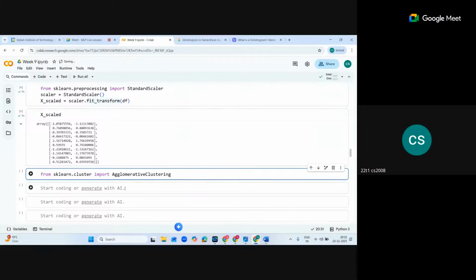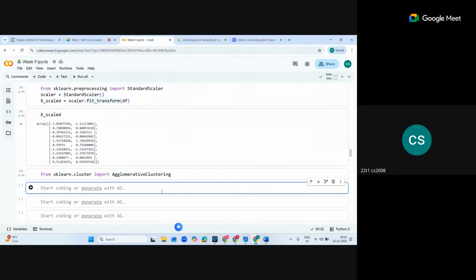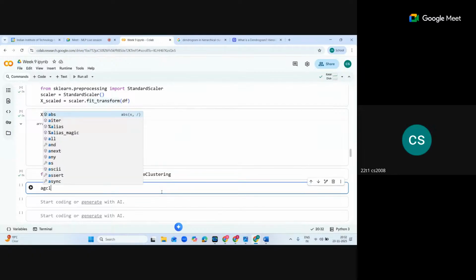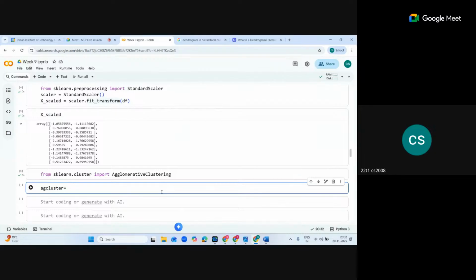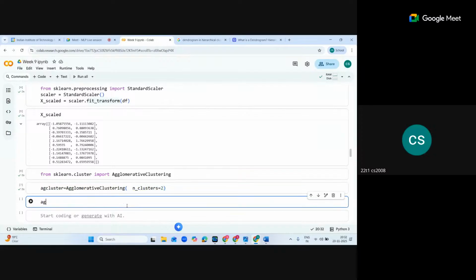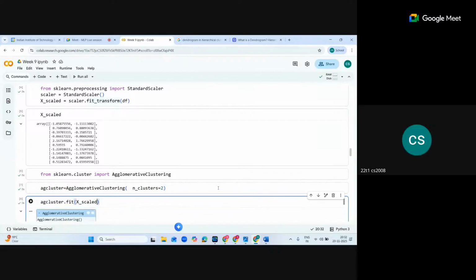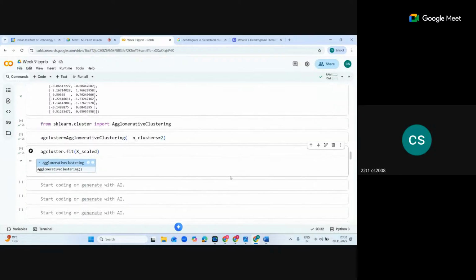Once we have imported it, we'll create an object. Everything, the class, the fitting, is the same. Let's call it ag_cluster, equal to AgglomerativeClustering, and we specify the number of clusters. Let's do n_clusters equal to 2 for now. Then the same thing, ag_cluster dot fit on the scaled data. With this blue box, you can confirm that the model has been fit.